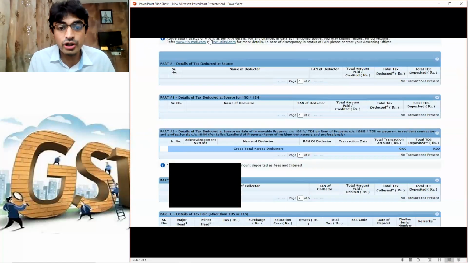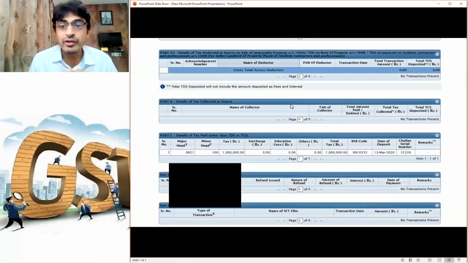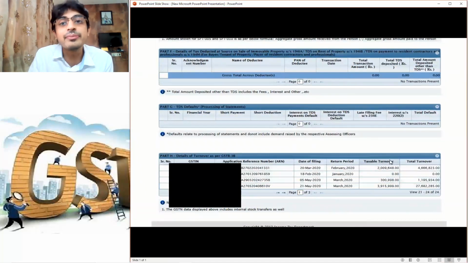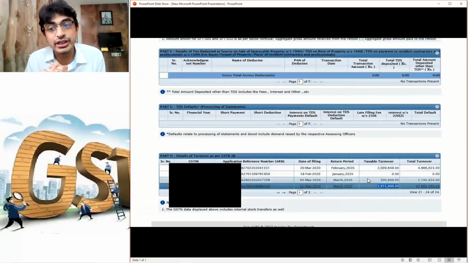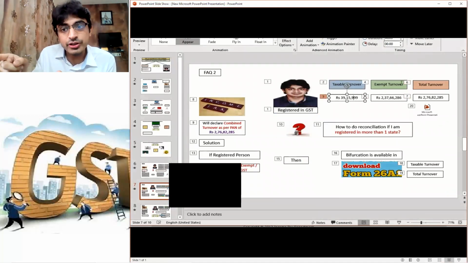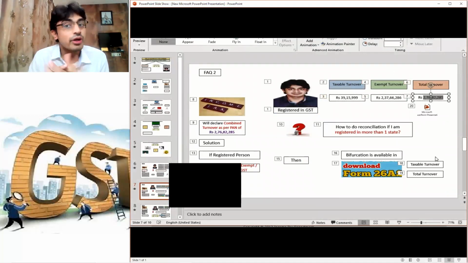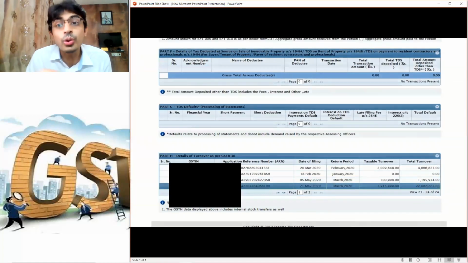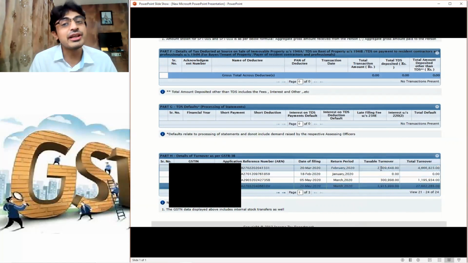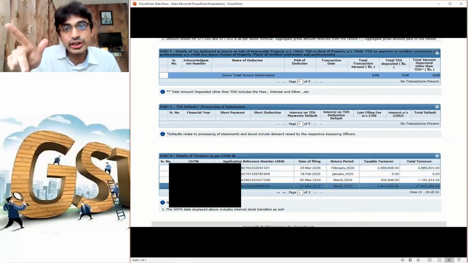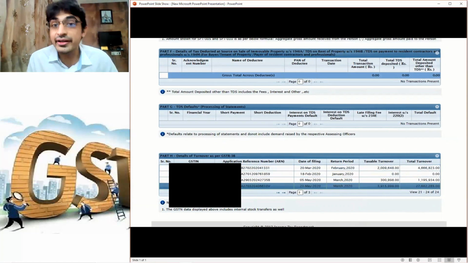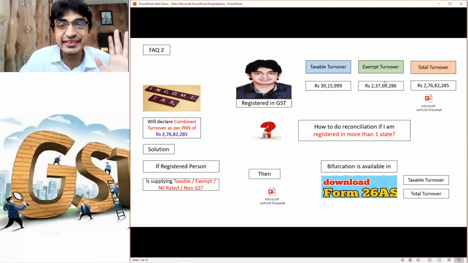See this. You open your 26AS. This is your 26AS of financial year 19-20. See the column taxable turnover, 39 lakh 15,000. Is it right? Taxable, that is coming. And there is a separate column beside it, total turnover, 2 crore 76. So there is a bifurcation also available in 26AS. Clear? You can reconcile. All your taxable, exempt, nil, you can compare and reconcile with your 26AS.